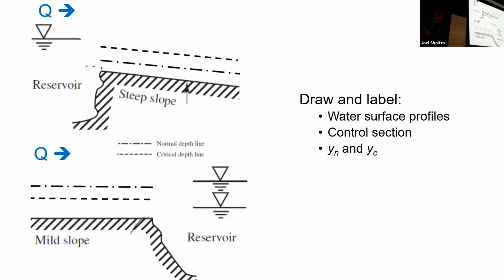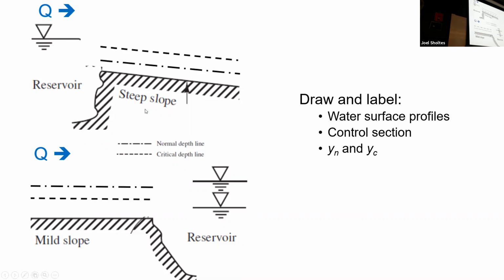So based on what we've learned last time, I want you all to take a few minutes to draw what you think will happen for these different conditions. So in the first one, on the top one, we have a backwater. So it's a reservoir and it's going into a steep slope. So I want you to please label the normal depth and the critical depth on these lines.